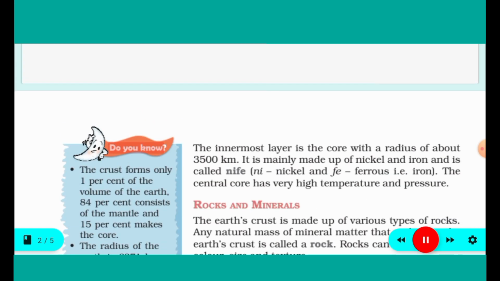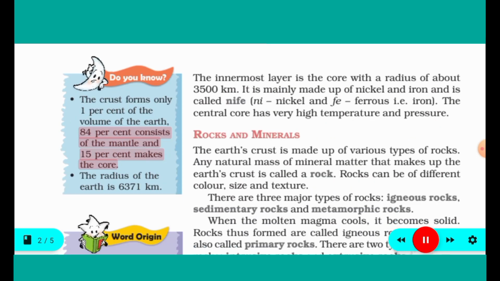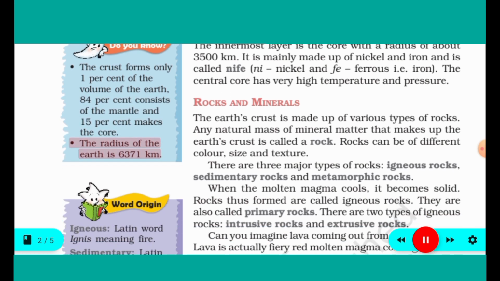Do you know? The crust forms only 1% of the volume of the Earth, 84% consists of the mantle and 15% makes the core. The radius of the Earth is 6,371 kilometers.